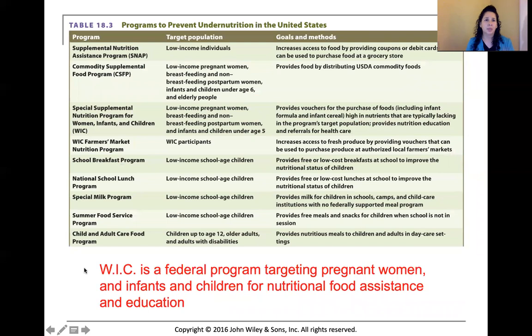So there are different programs that we have to try to target some of our populations here in the US. A big one that we see is WIC. WIC stands for Women, Infants, and Children. It's a federal program that targets pregnant women, infants, and children for nutritional food assistance and education, meaning that when we have low-income pregnant moms, we give them this food stamp program that will allow them to go and get the milk and the dairy and the protein and the things that they need to feed their children. So they can feed themselves if they're pregnant, and if they have kids, feed their infants and children.